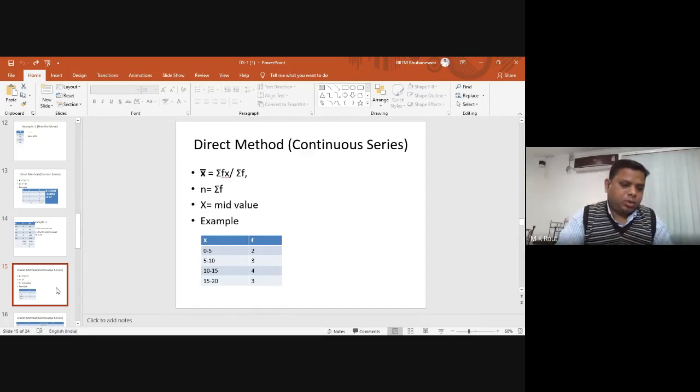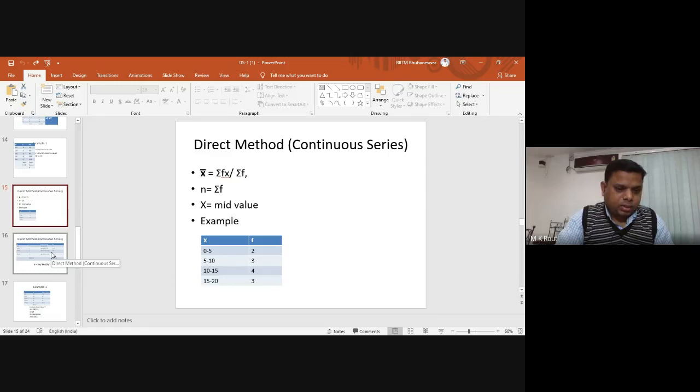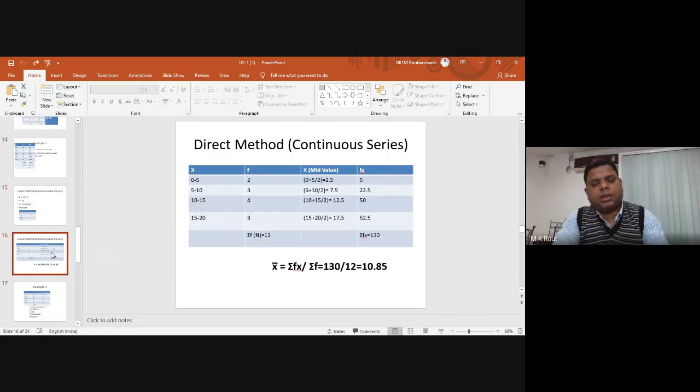In this case, you make a particular table. All of you just note down this particular data, then we will solve this one. You just make a table, that is x in the first column, f in the second column, and the next one is x. The x represents here, in case of continuous series, the mid value. That means for calculating x or mid value, a particular range is given in case of x.